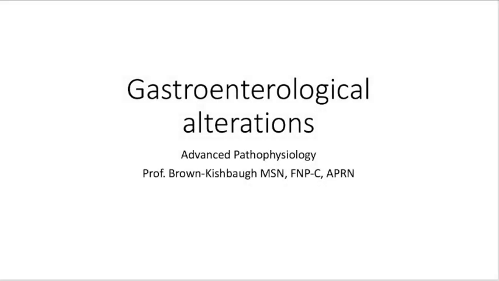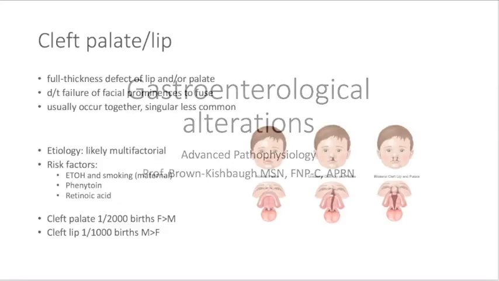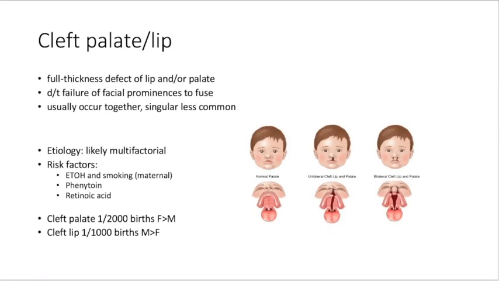All right, we're going to look at the gastroenterological system and alterations that are included within that system. First up, we're going to take a look at cleft palate and lip, and this can be two different conditions as well as combined, basically related to the degree of deformity that is present.